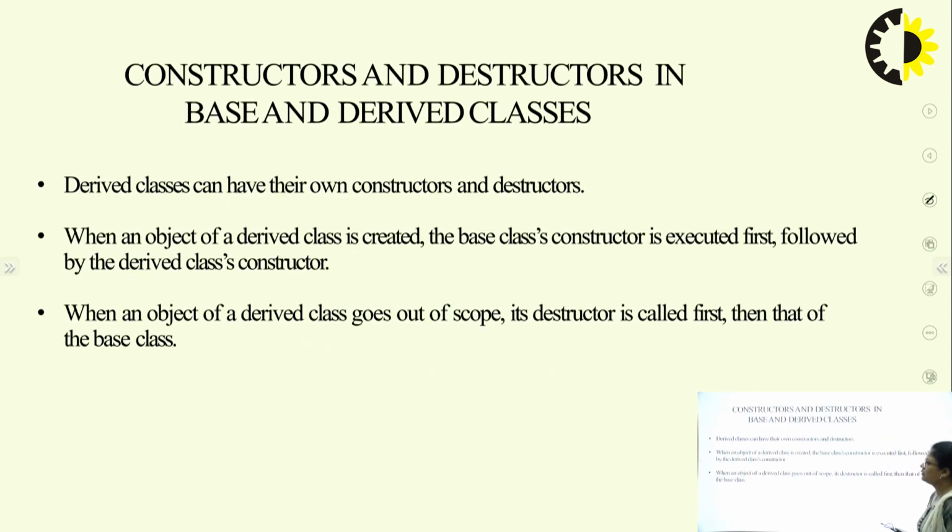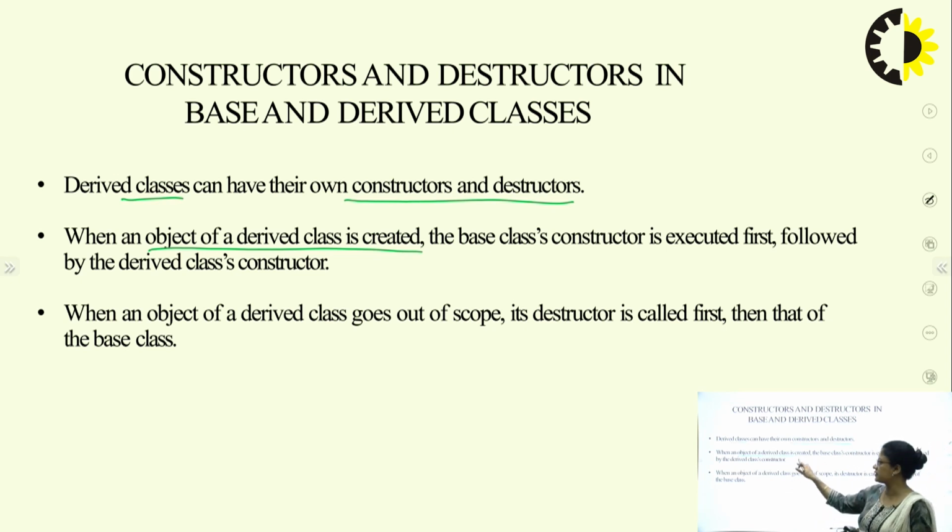Now, let us talk a little bit more on the role of constructors and destructors when you are talking about inheritance. So here, when you have base class and derived classes, they can have their own constructors and destructors, just like the base class. The point to be noted is, when an object of a derived class is created, what will happen? You have a base class, a derived class which is inheriting from the base class, and you have an object of the derived class which is created, and we have a constructor function in the derived class as well as the base class. In that case, what will happen?